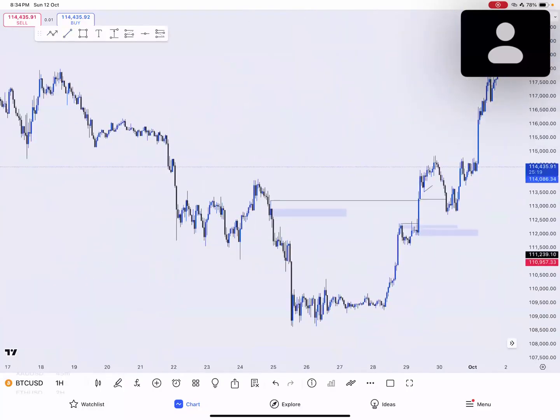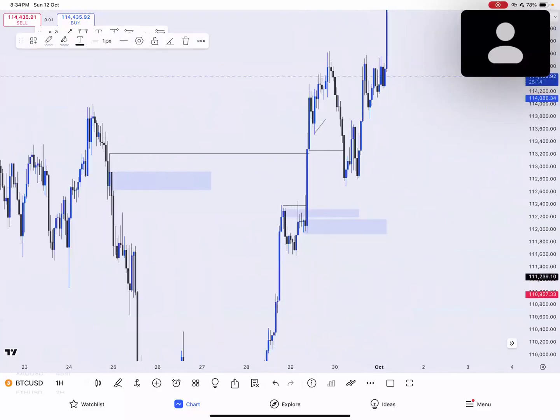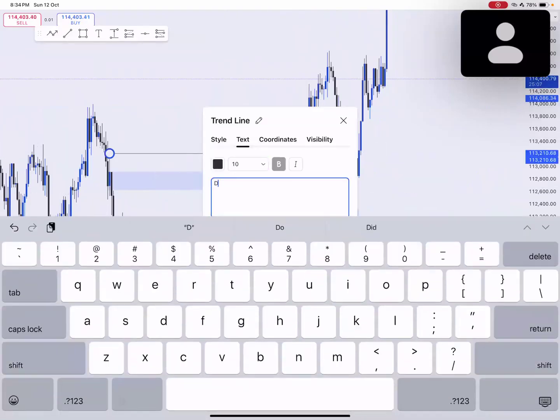So we got our inducement right there. The moment price took out this high and closed above this zone, we got our double break of structure right here.